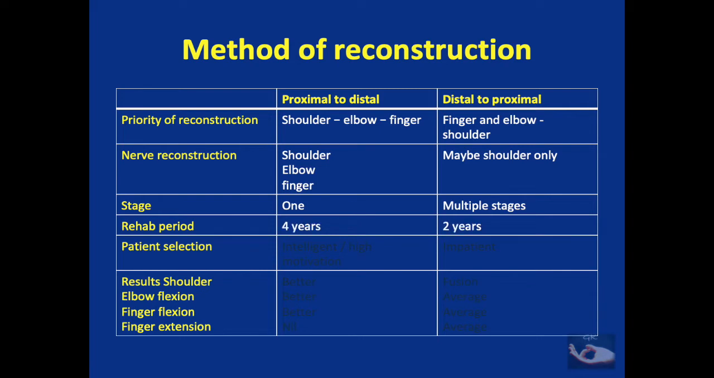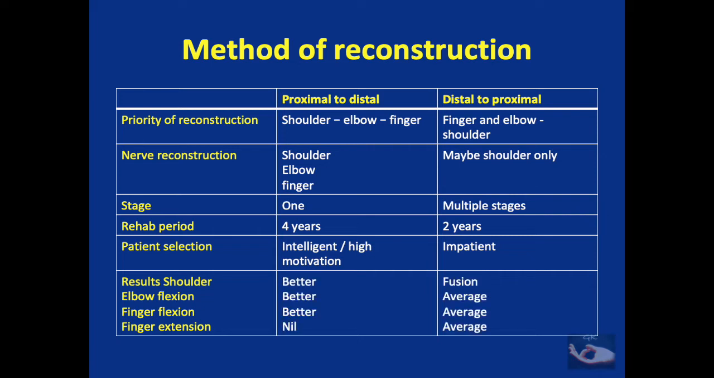The rehabilitation period of the proximal to distal reconstruction is much longer, that is about 4 years, whereas the distal to proximal reconstruction is usually complete by about 2 years. So, we can select highly intelligent or motivated patients for the proximal to distal reconstruction. But if it is going to take 4 years, what is the need for doing a proximal to distal reconstruction? Even though it takes time, the proximal to distal reconstruction is supposed to yield better results as far as the shoulder, the elbow flexion, finger flexion are concerned, though finger extension is not very good.